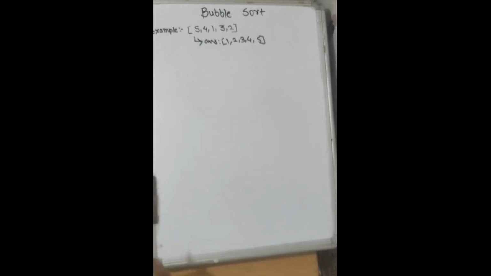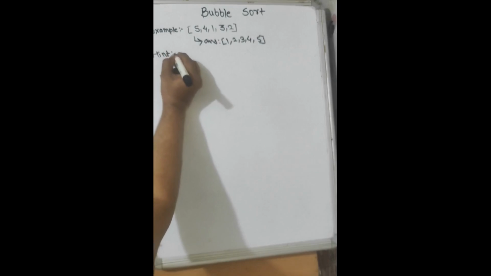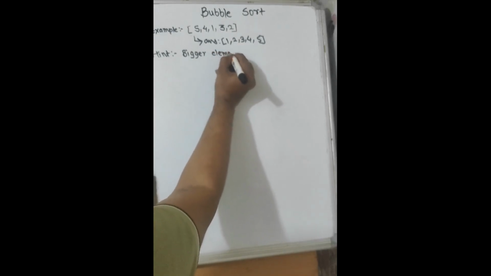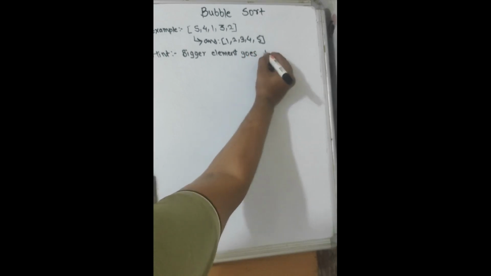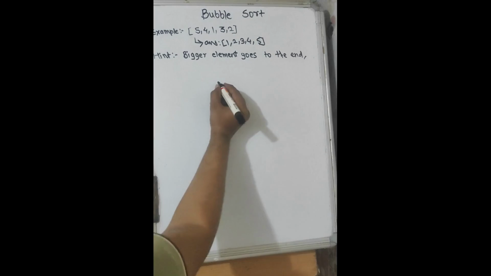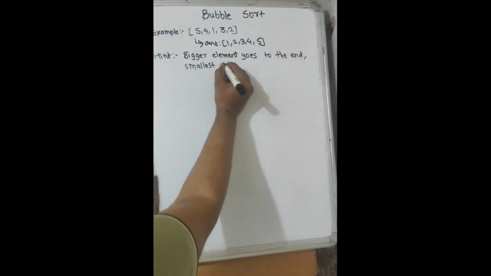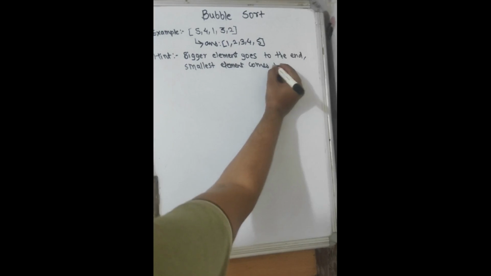For this bubble sort we have the hint as: the bigger element goes to the end, and the smallest element comes to the first.